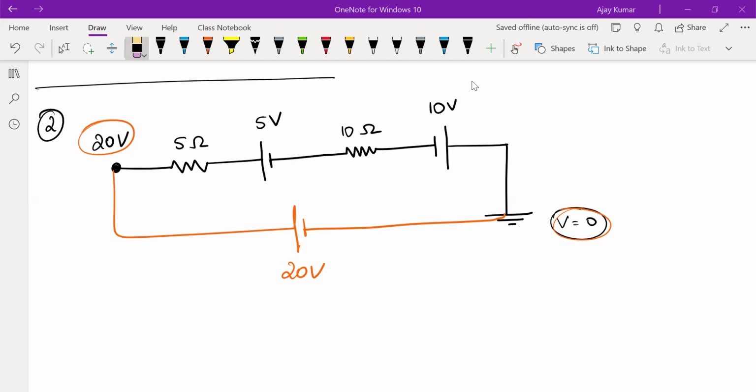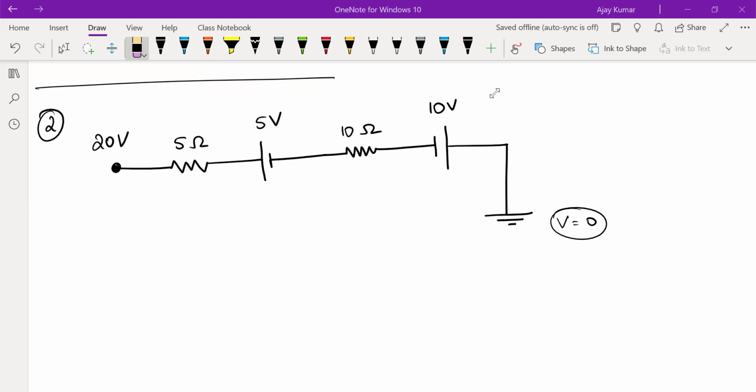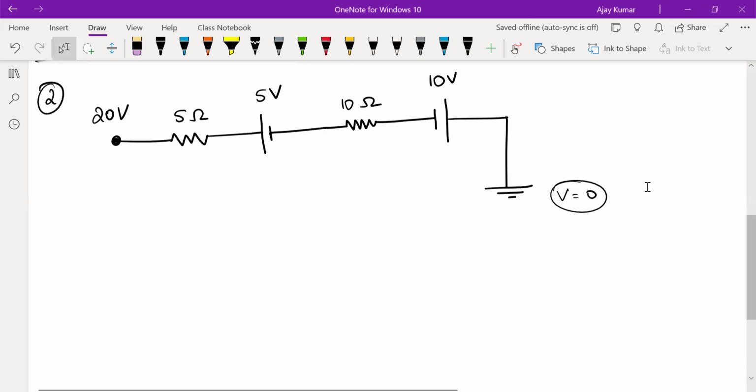I got one answer as 1 ampere. I don't think 1 ampere is correct. Okay, Harika, tell me, how did you solve? So first, I took the current as I1, from 20 volts, to the right. You took current as I to the right. Okay.